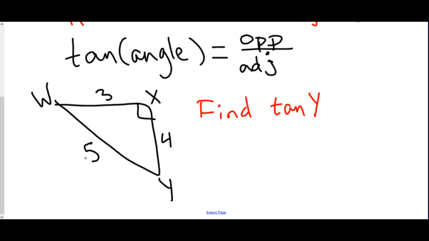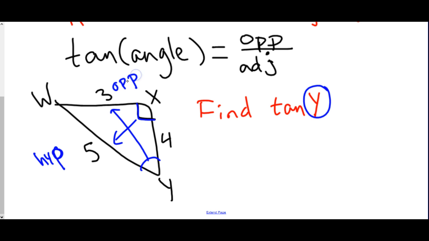So if I'm going to find the tangent of angle y, first I have to identify the hypotenuse, opposite, and adjacent. So I always start with hypotenuse because that's the easiest. Across from the right angle is 5, so that would be the hypotenuse. Then the angle we're looking at is what they tell us right here, tangent y. So we're looking at angle y. So across from y would be considered our opposite. Since they told us to focus on y, that's the angle we want to find the side across from. Finally, the last side would be adjacent.